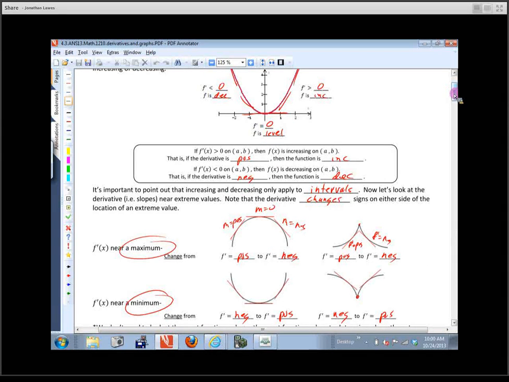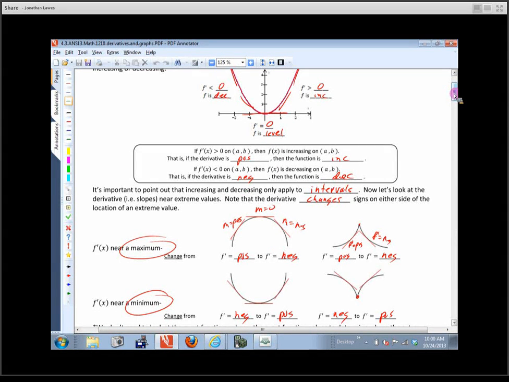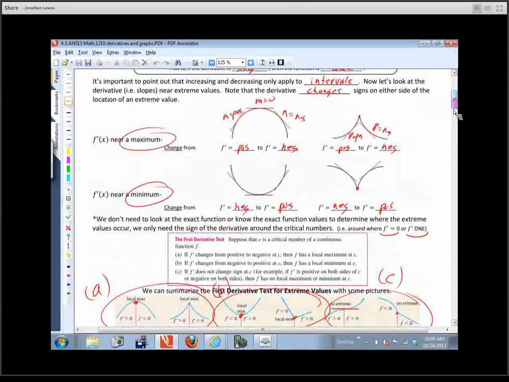So if the first derivative is positive on that interval, that's going to be increasing. If the first derivative is negative, that's going to be decreasing. And we use those patterns to figure out where maxes and mins are. So if I've got a first derivative that's positive, then zero, then negative, it increases into that point and decreases afterward. That's going to produce a max.